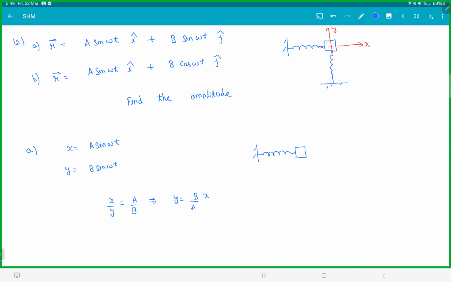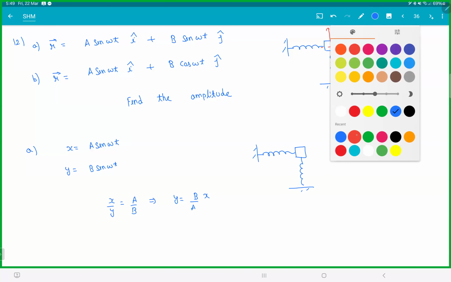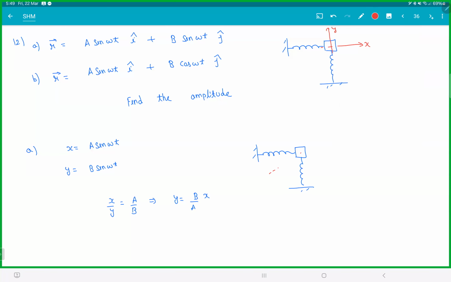That means this block and system, the meaning of that function is that both of them are starting from their respective mean positions. Meaning in x direction it's at the mean position, in y direction it's at the mean position, and the motion is going like this. The particle is actually going in a straight line. They can ask you the trajectory also. In which path does the block oscillate? It's a straight line.